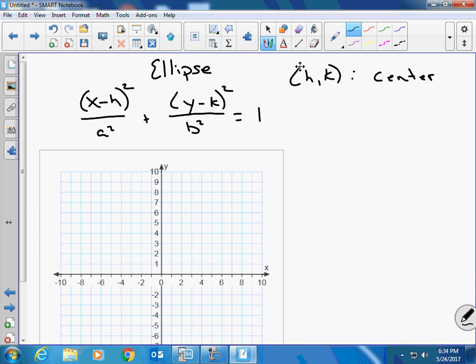How do I know that? Because they're underneath the x's and they're underneath the y's. Whatever is underneath the x, that's how far it goes in the x direction. Whatever's underneath the y, that's how far we go in the y direction.